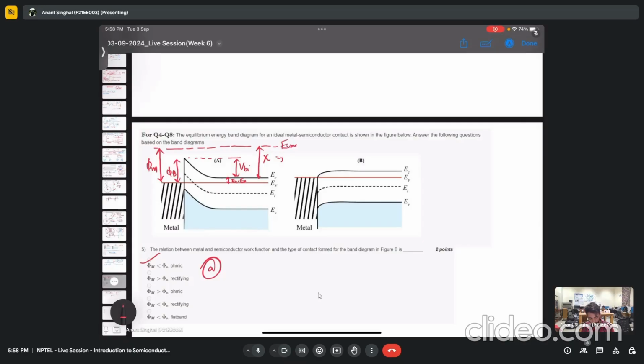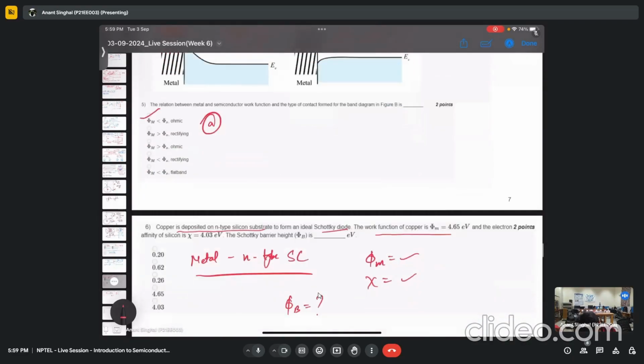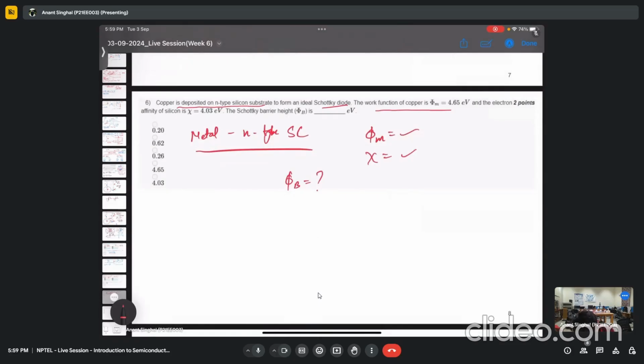Okay, so if there is no problem, then what we can say is this phi B is nothing but the difference of phi m minus the electron affinity. Can we write that? Yes, sir. So we have been given phi m, that is 4.65, and electron affinity, that is 4.03. So barrier height will be nothing but 4.65 minus 4.03. That will be 0.62 electron volts, which is option B.